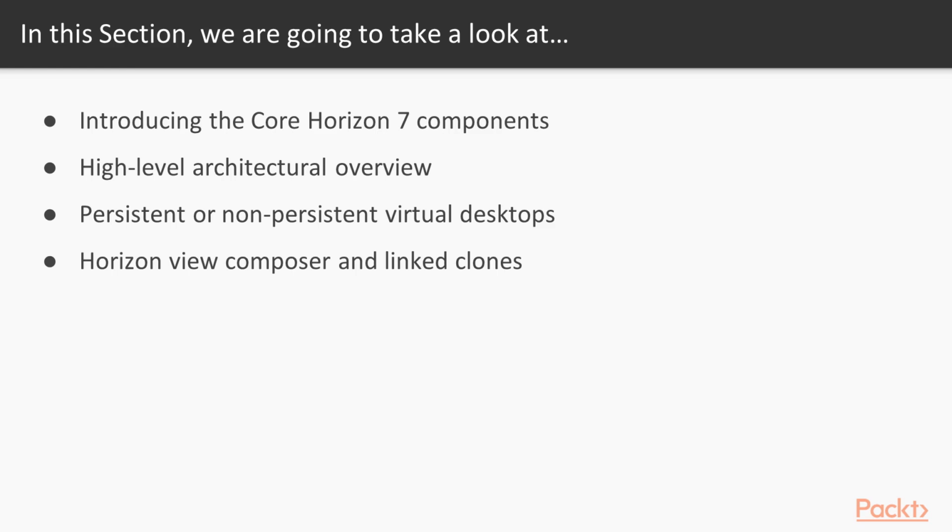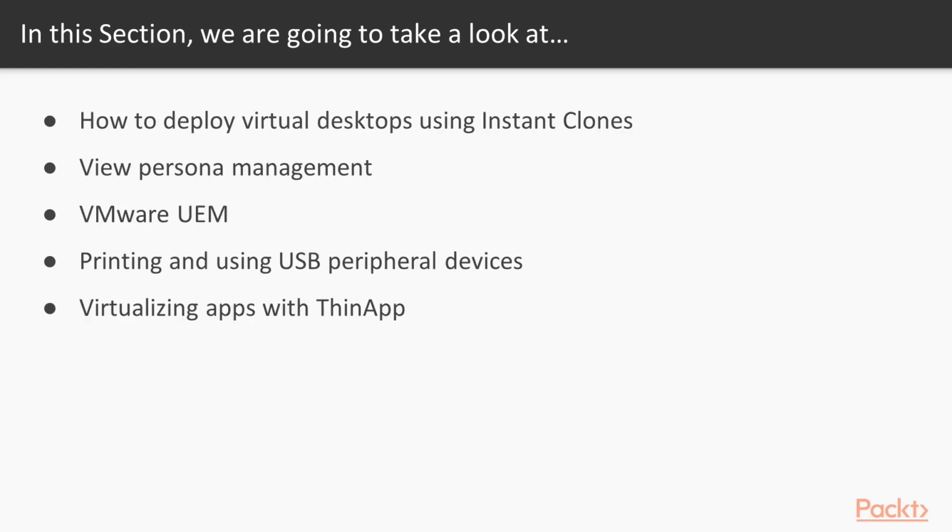In the next videos, we're going to look at how to assign virtual desktops, either persistent or non-persistent, and then how that desktop image is built using the linked clone technology. We will then conclude the discussion around how to build desktops by talking about the instant clone method. In the next videos following in this section, we will look at delivering profile management with persona management and then the more advanced UEM solution, before looking at printing, USB peripherals, and then how to virtualize applications using VMware's ThinApp packaging program.